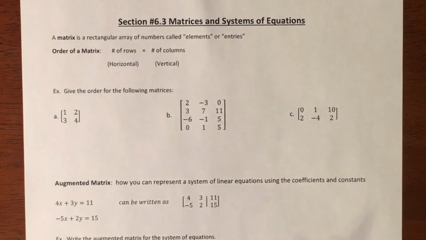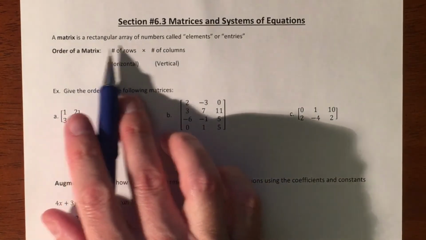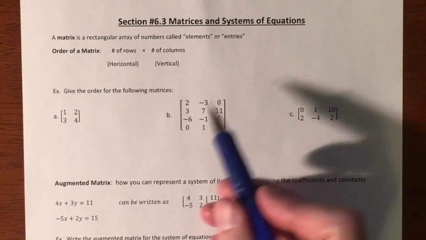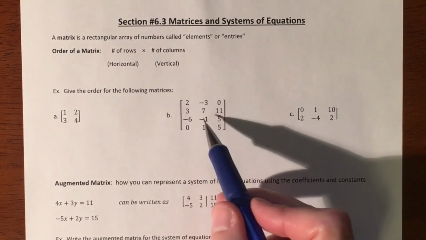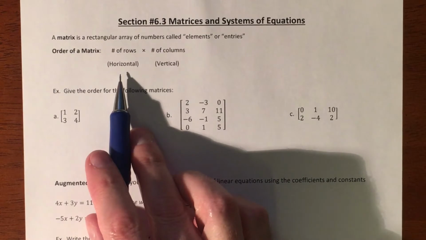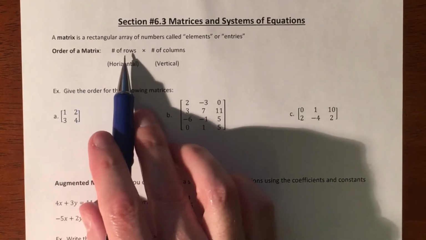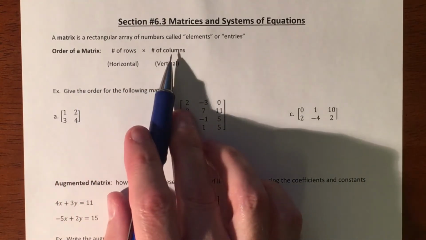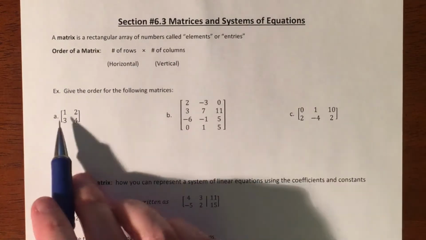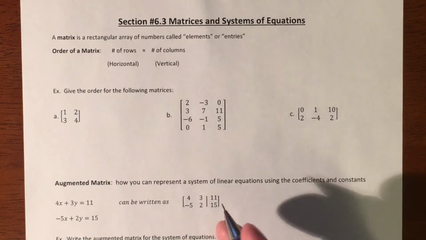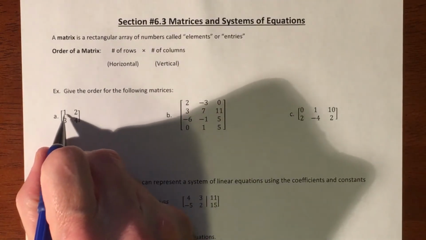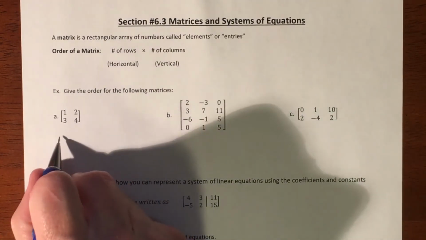So, a matrix is a rectangular array of numbers. So here's an example of it. These are called elements or entries. And we name a matrix by its order. And order is your number of rows by columns. Rows are the horizontal aspect of it, and columns are the vertical. So this matrix would be 2 rows by 2 columns.